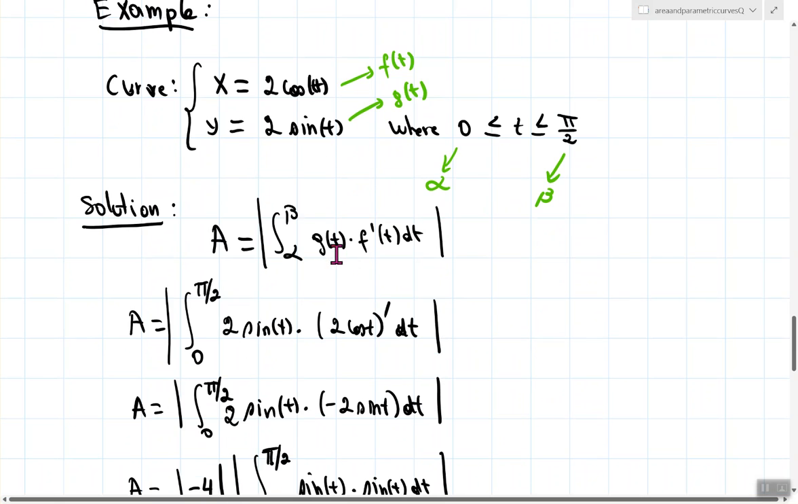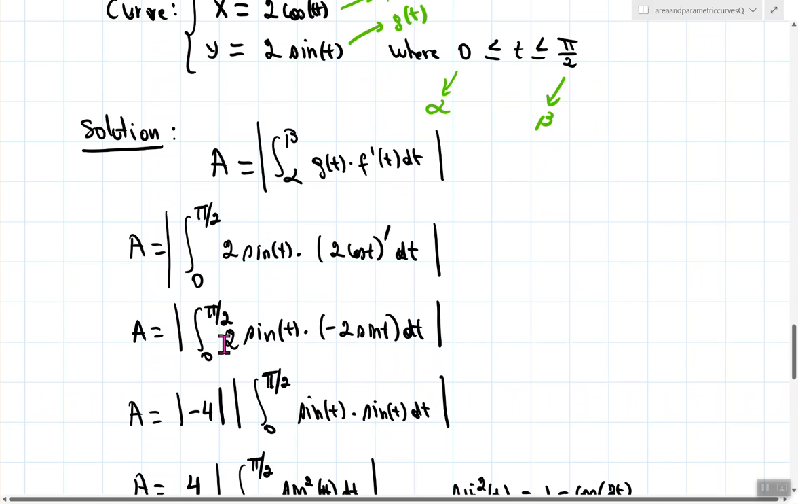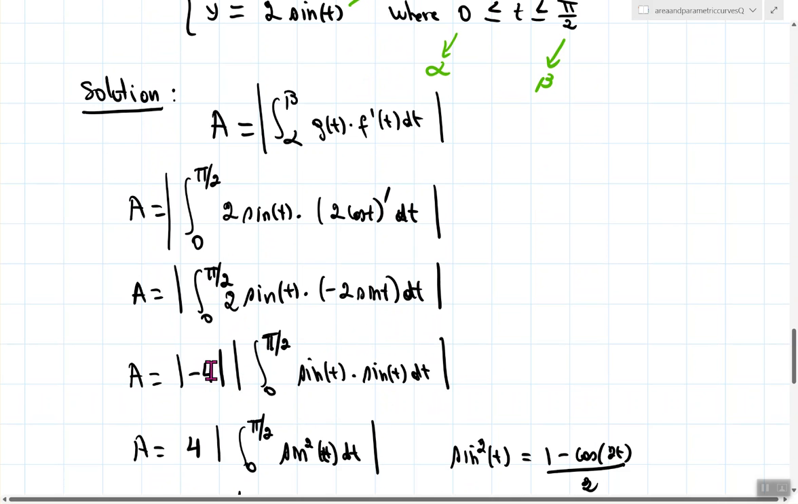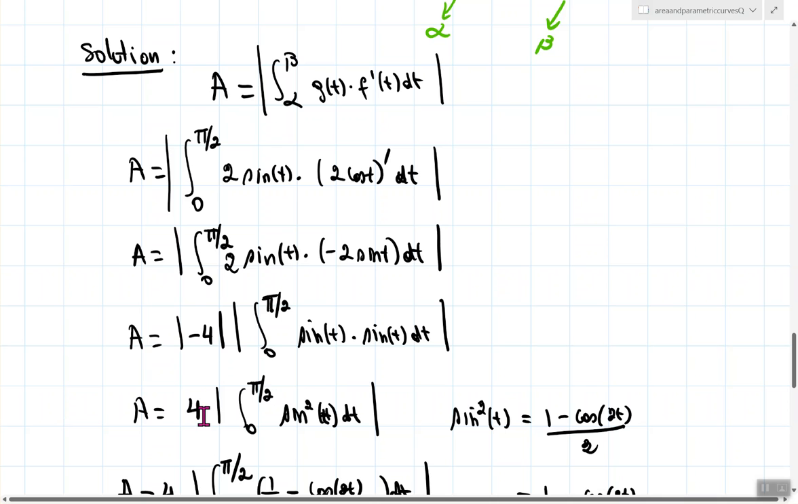We know g of t is 2 sine t, which goes here. For f prime of t, we take the derivative of 2 cosine t, which will give us negative 2 sine t. We put the absolute value bars. We take 2 times negative 2, which gives us negative 4. Absolute value of negative 4 is 4, so we can move it outside. And then we have sine t times sine t, which gives us sine squared t. So we have the integral from 0 to pi over 2 of sine squared t dt.